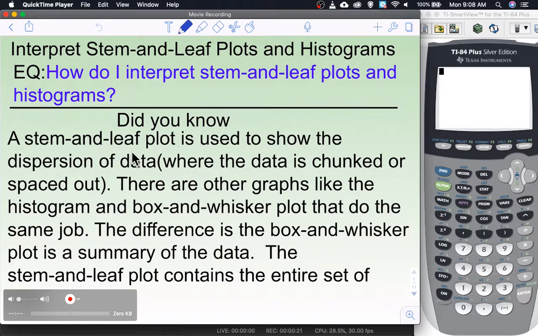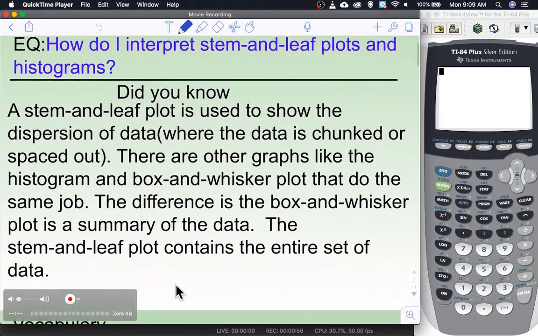So a stem and leaf plot is used to show the dispersion of a data. That word, dispersion, means where the data is chunked or spaced out, where there's large groups of it, where there's not much data. There are other graphs like the histogram, we'll talk about in this lesson, and the box and whisker plot, we'll talk about in the next lesson, that kind of do the same job. The difference is the box and whisker plot is a summary of the data, where the stem and leaf plot contains the entire set of data.